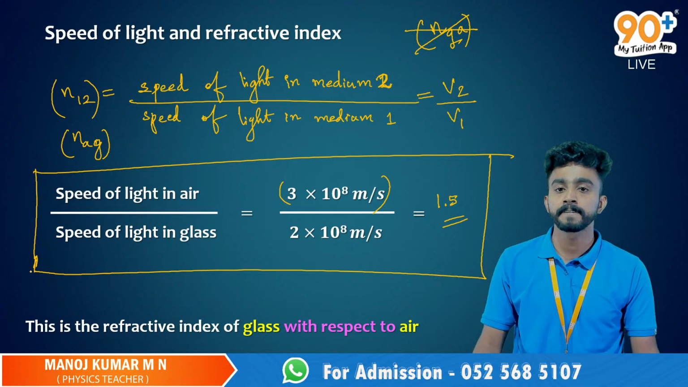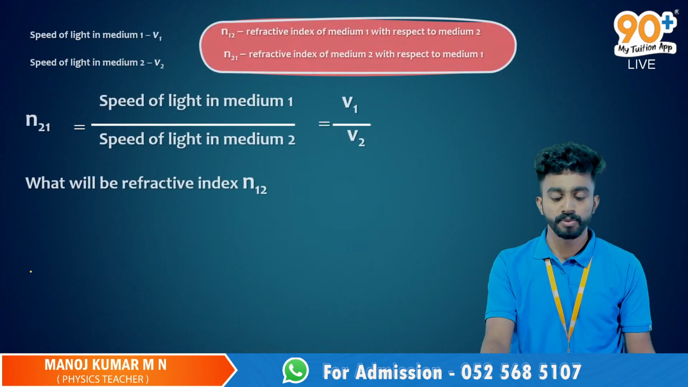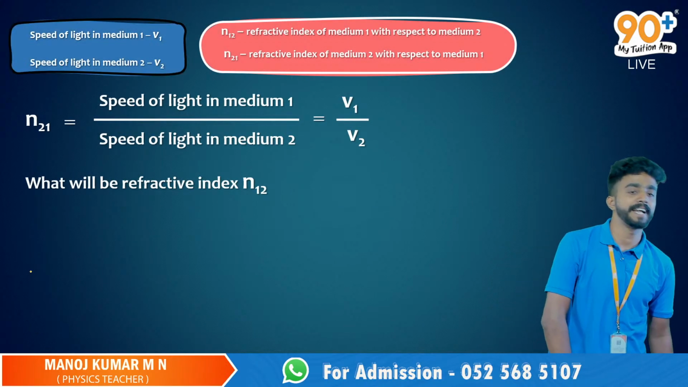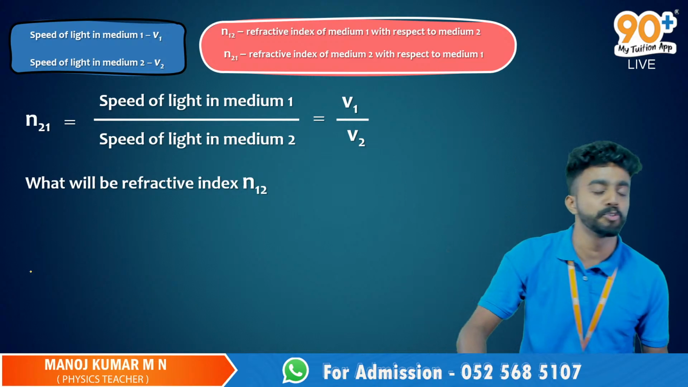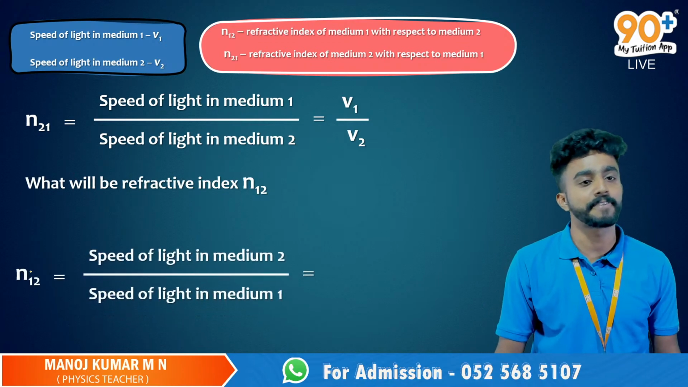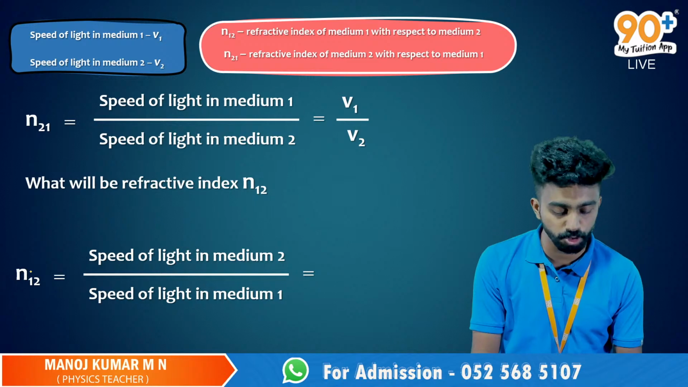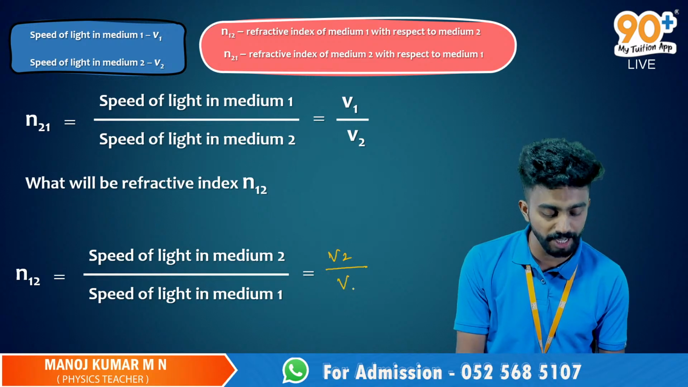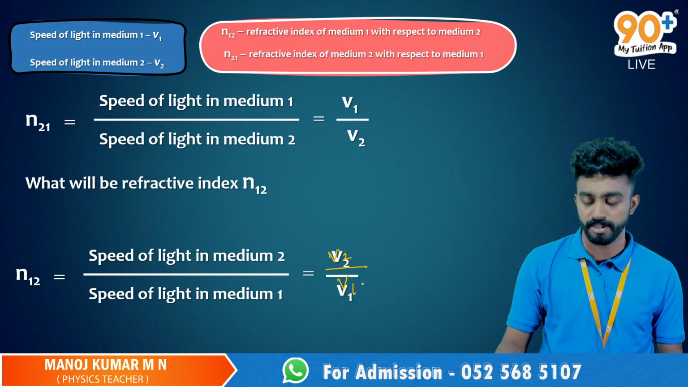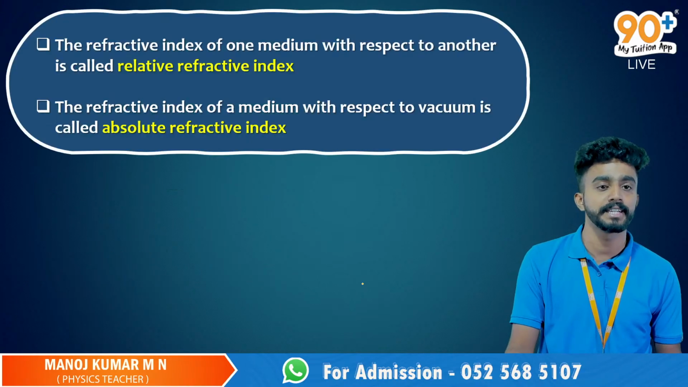So guys, done? Can I go ahead? So we'll go ahead. We have considered speed of light in medium 1 and medium 2, and with respect to that we have written N21. So the refractive index N12 will be the speed of light in medium 2 with respect to medium 1, so that is V2 by V1. You guys know it already, we have written it already, so no need to write it down again.